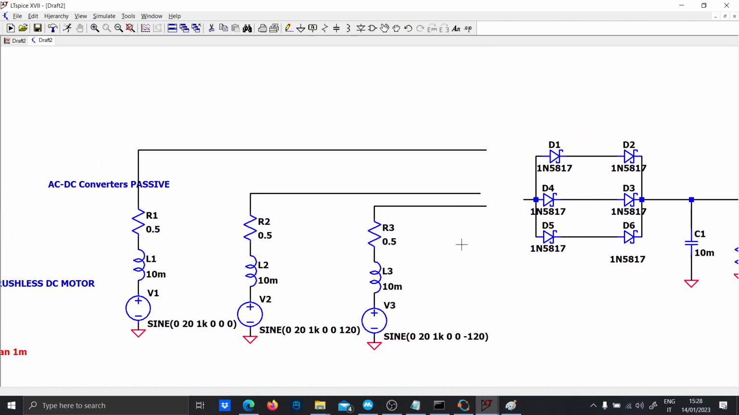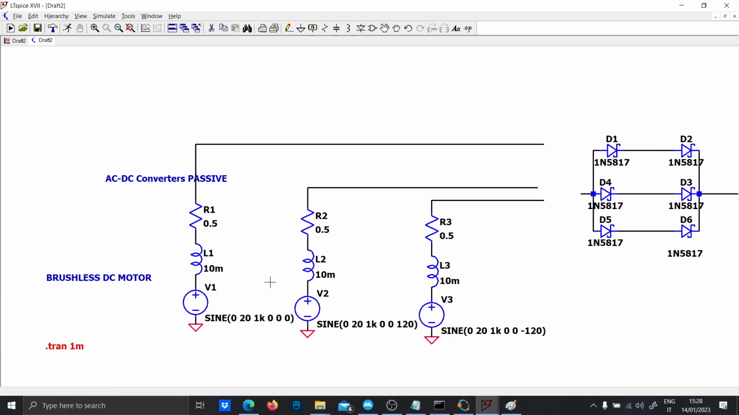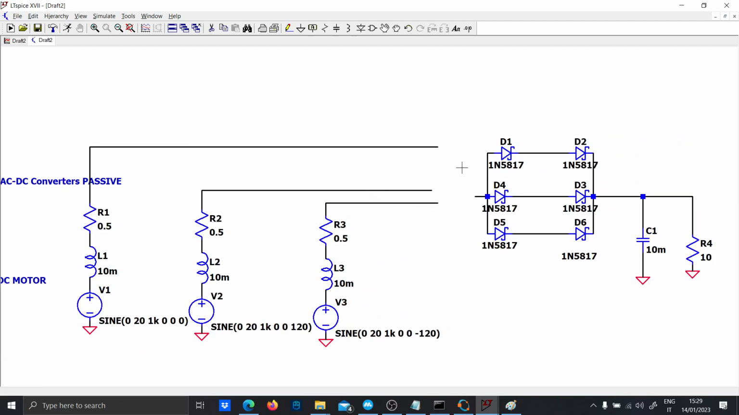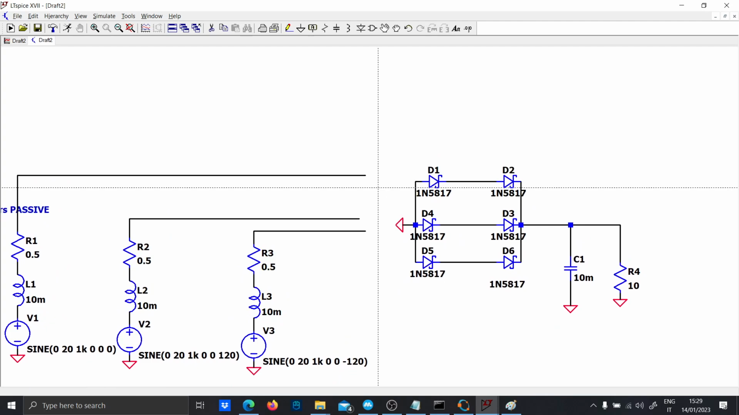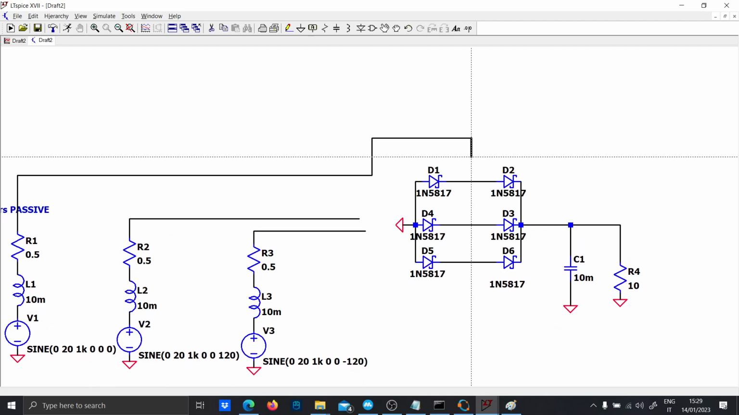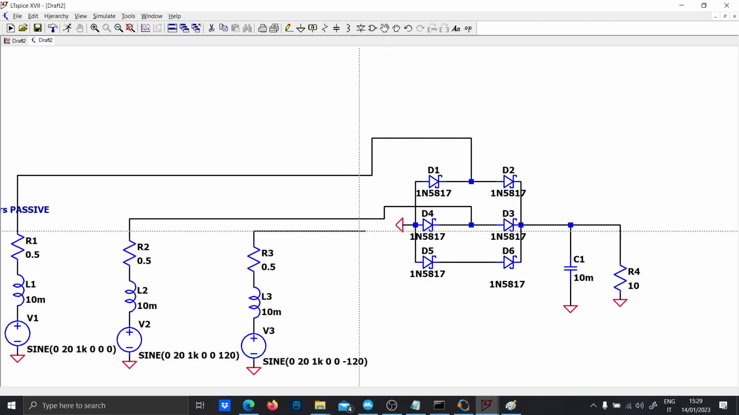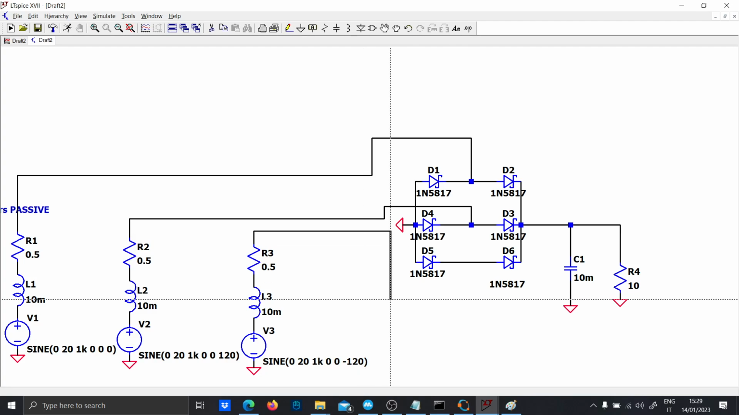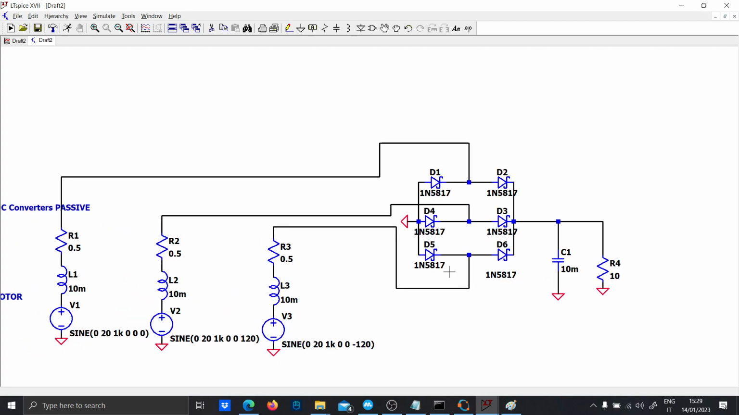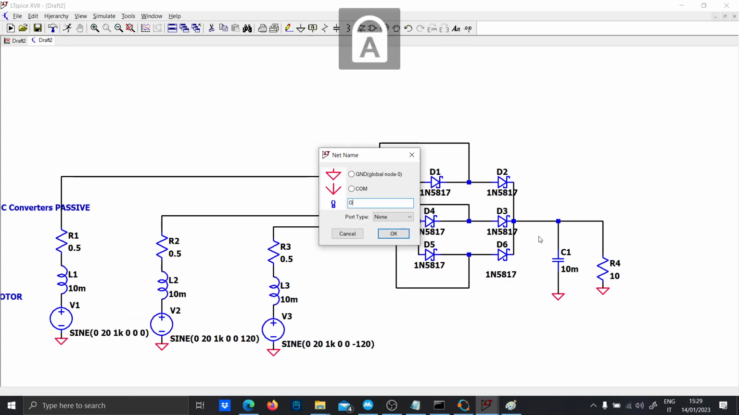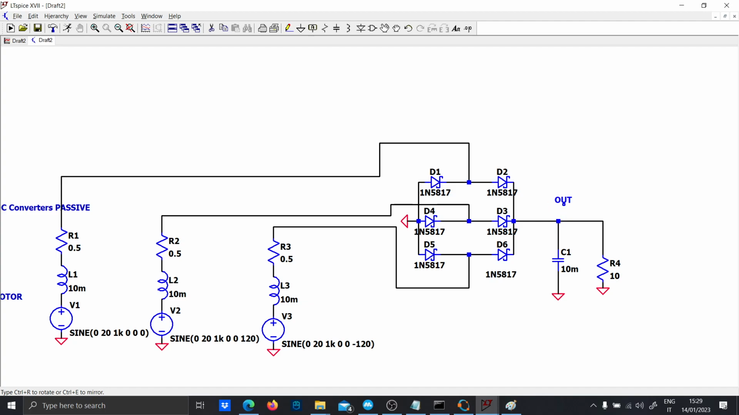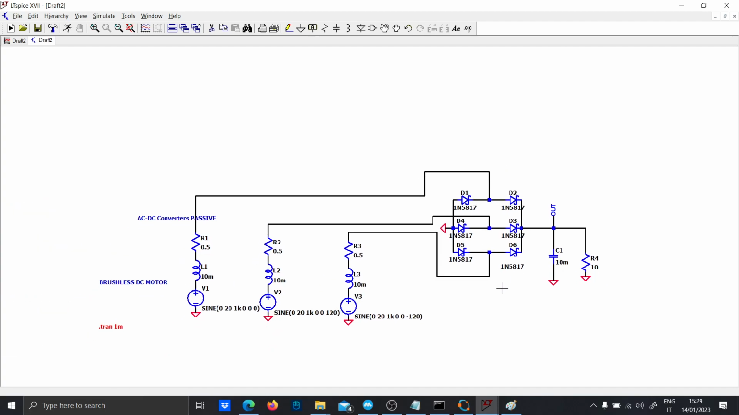So let's recap. You have a DC brushless motor, and basically you have 3 wires coming from your motor. Where should you connect these 3 wires? Basically between the diodes. So here. Okay, and basically that's it. This is the output voltage, and if I made everything correctly, it should be fine.